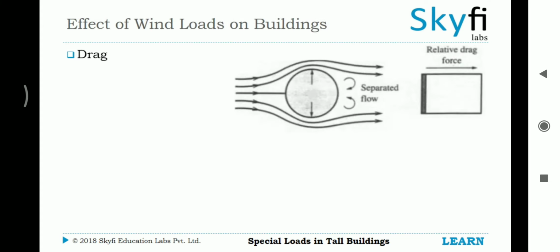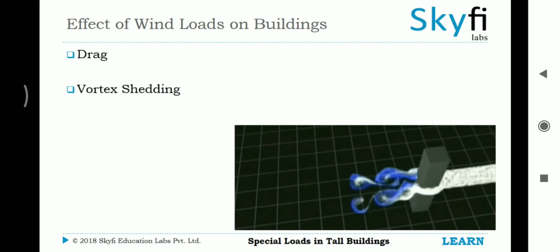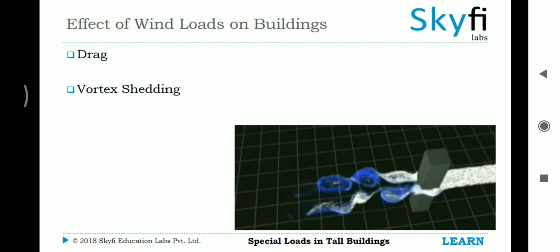The building surfaces resist the flow of the fluids over them. The fluids exert a reaction force on the buildings, which is called drag. There is vortex shedding in the building, in the opposite direction of the wind flow, which creates a tremendous load on the building, as displayed. Let us try to understand them in detail.